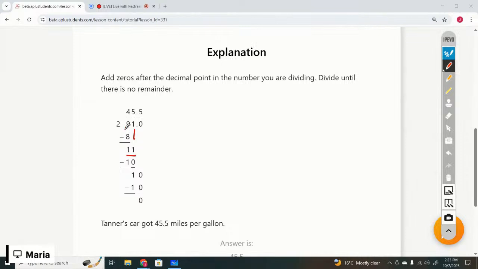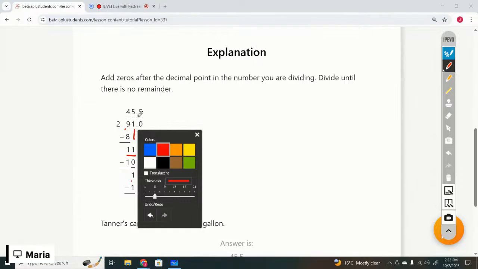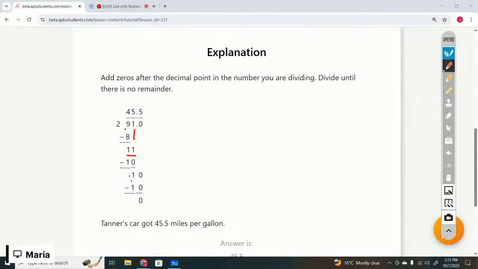You need to count a table of 2 until 11. So we can go for 2 times 5 is 10. So 11 take away 10 is 1. You don't have any other digit over here. So you need to add a decimal point over here, also the decimal point in the answer and a 0 over here. So you need to go 2 times 5 is 10. So the answer is 45.5. Let's just start with the test questions.